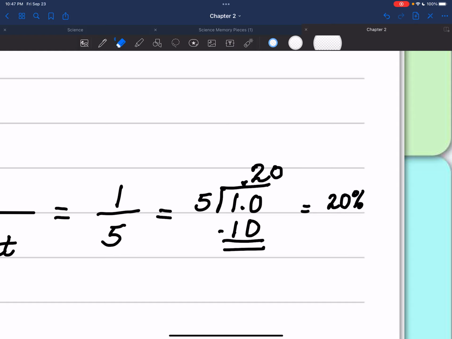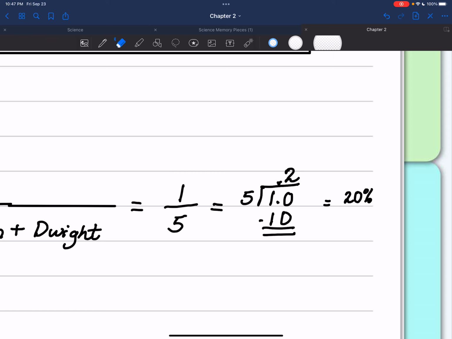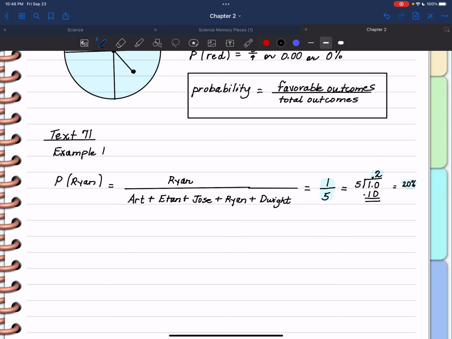So here's what we could answer. If they ask me the probability, I could say that it is 1/5, 0.2, or 20%. All of those would be correct answers to that question. There is a 20% chance that Ryan will win the prize.